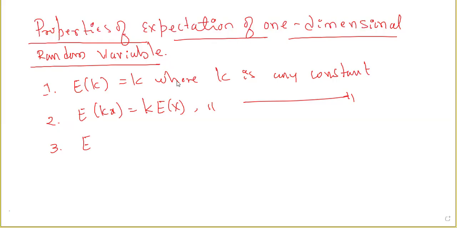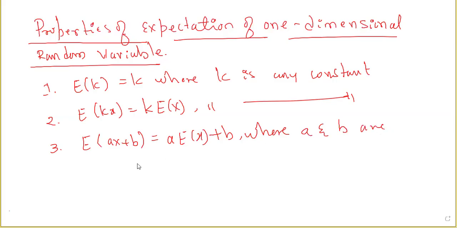Yes. So here the first property, that is expected value of k equal to k, where k is any constant. Then second property, expected value of kx, that is equal to k into expected value of x, where again k is any constant. Then third property, expected value of ax plus b is equal to a into expected value of x plus b, where a and b are constants, right?